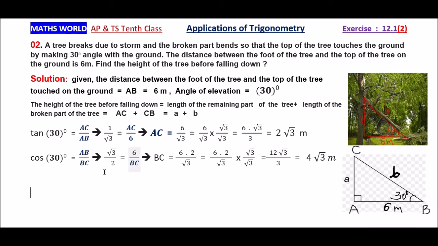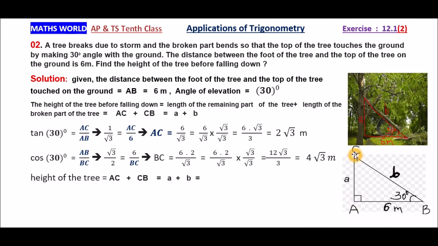We got it. Now we have to find the height of the tree before falling down. Height of the tree before falling down is equal to the length of the remaining part of the tree AC plus the length of the broken part of the tree CB, is equal to AC plus CB. What is AC? A, and BC is B, that is equal to A plus B. And already we got the values.